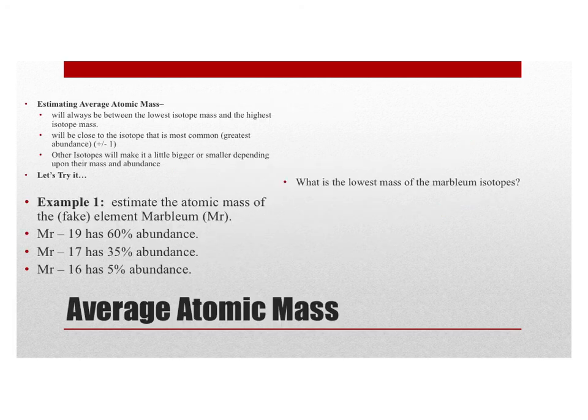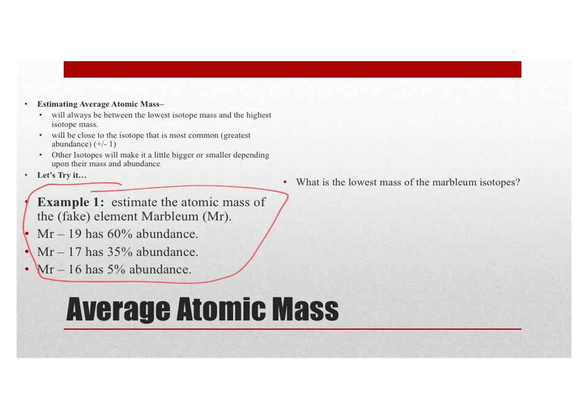Okay. Example number 1, we're going to estimate the atomic mass of an element called marbelium. This is a fake element. It doesn't really exist. Okay, so we're going to go through this systematically. When you get better at this, you don't actually have to answer all of these questions, but to start off with, we will. So first thing we want to know is the range. What's the smallest value and the highest value that our average atomic mass should be in?